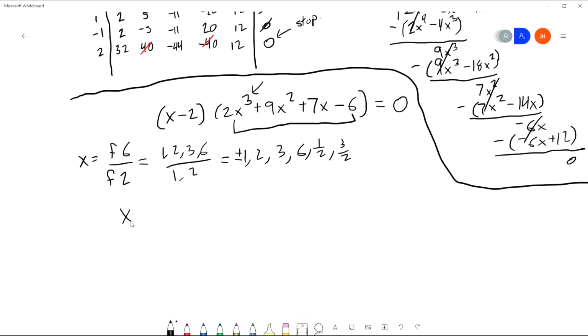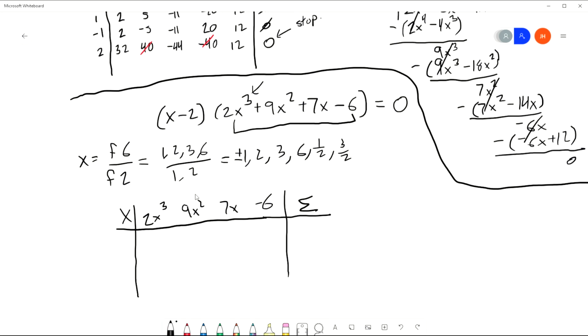I create a table. x, 2x cubed, 9x squared, 7x, and minus 6, and my sum. Let's plug them in. As I've said before, I like to start with the ones just because they're easy to plug in. Why is that? Because it's just going to be all the constants. This is going to be 2, 9, 7, minus 6. Does that make 0? No. What about negative 1? Well, it's just going to flip the odd ones to being negative, so minus 2 and minus 7. And these guys will stay the same, minus 6 and 9. Does that make 0? No way, man.